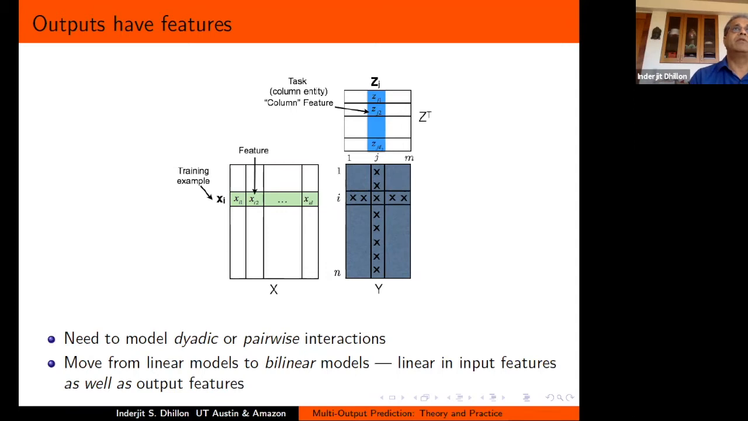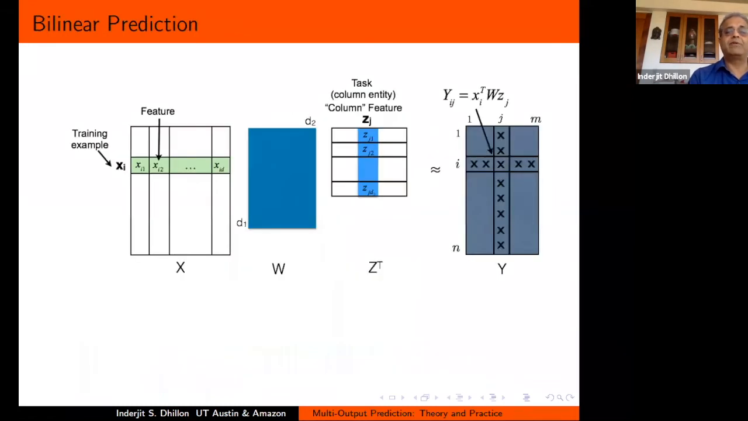And then there are other examples where the classes, or the outputs, may have features. Now, what you need to do over here is try and model these dyadic or pairwise interactions between, let's say, the feature vector for the training example xi and the feature vector for the output variable zj. So one of the simplest ways to do it is to move from linear models to bilinear models.